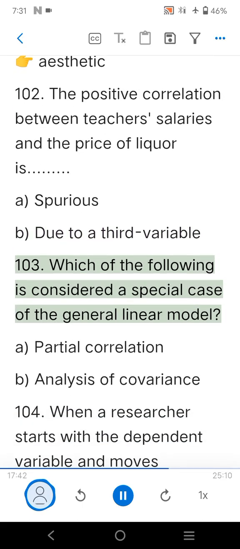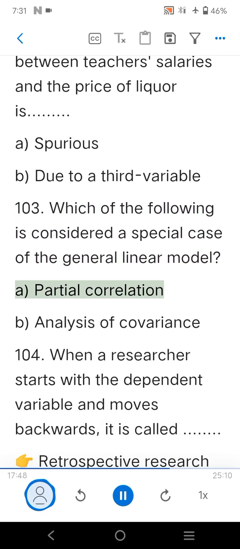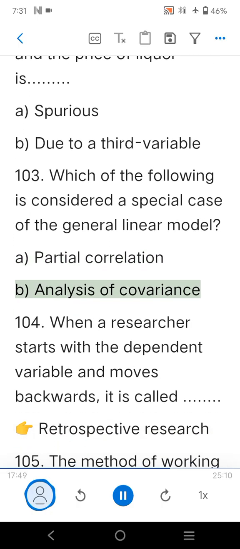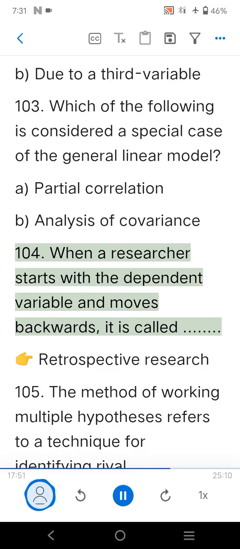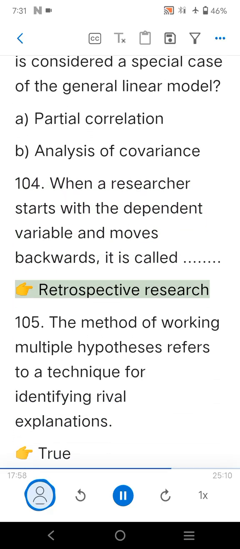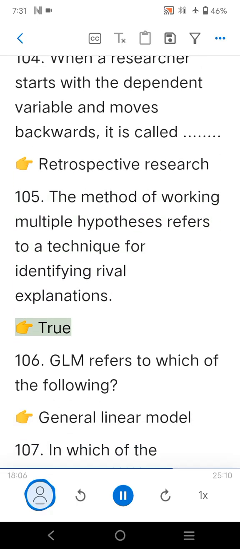103. Which of the following is considered a special case of the general linear model? A. Partial correlation. B. Analysis of covariance. 104. When a researcher starts with the dependent variable and moves backwards, it is called retrospective research. 105. The method of working multiple hypotheses refers to a technique for identifying rival explanations. True.